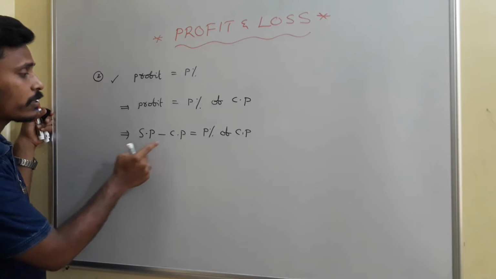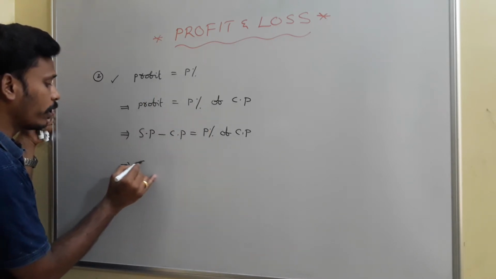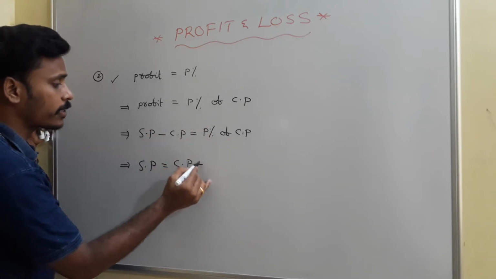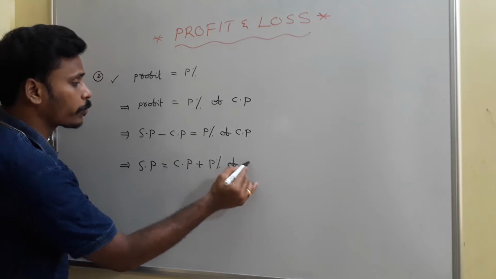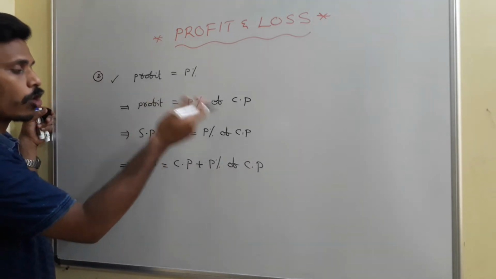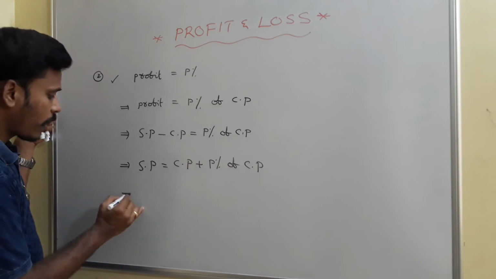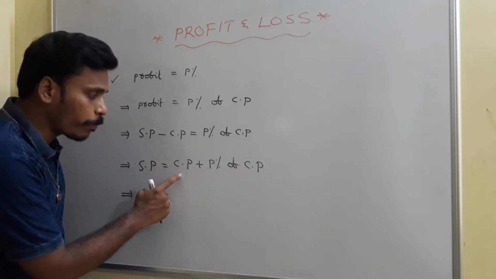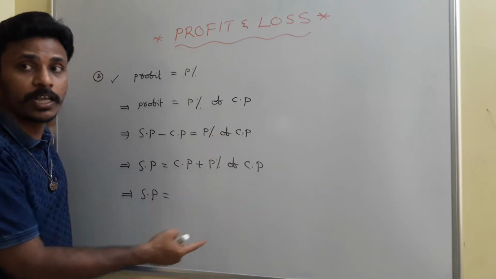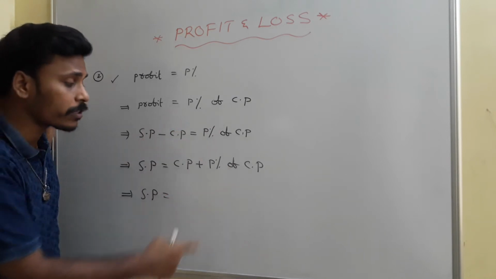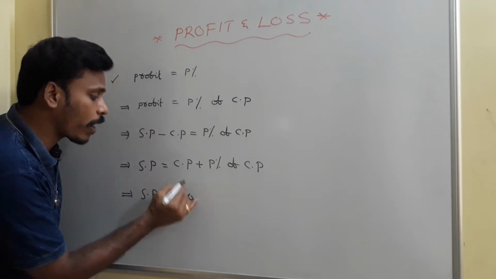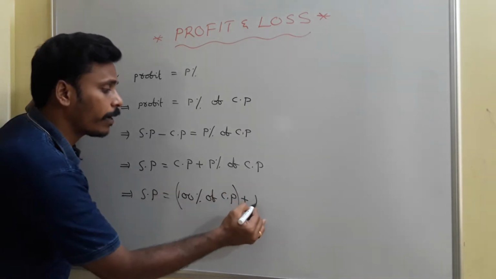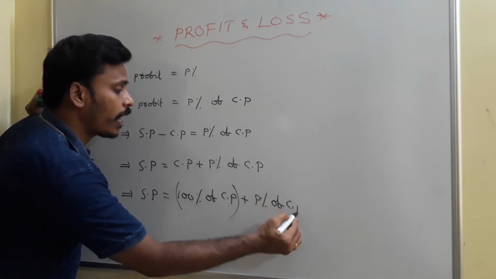And we need what? Selling price. So send this cost price that side, then you will get selling price is equal to cost price plus P% of cost price. Is it right? Selling price is equal to cost price plus P% of cost price. Just look at the situation: we are raising this cost price by P% of cost price. If there is a chance to write this cost price as 100% of cost price, this is the first thing, plus P% of cost price, and this is the next thing.